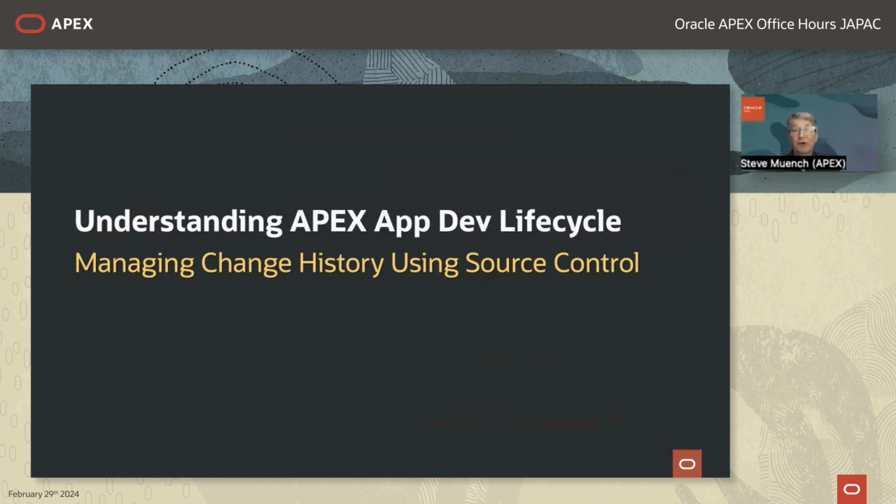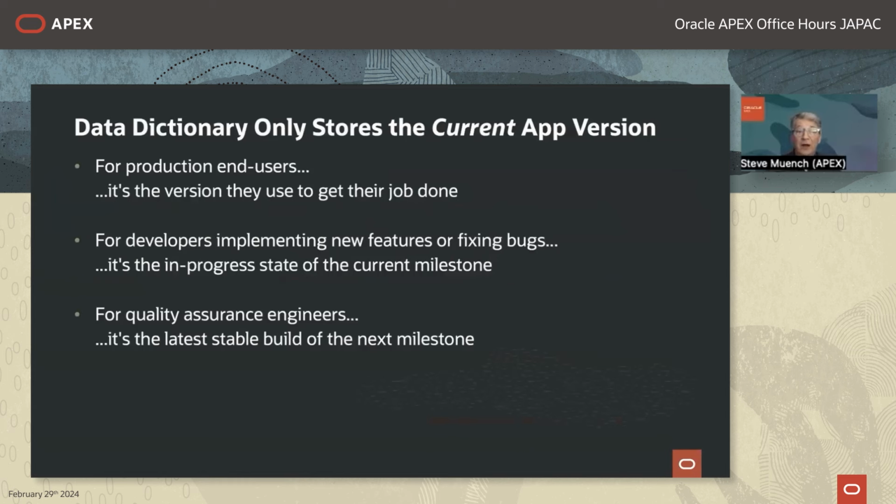Let's talk next about source control. When you're working, as we talked about at the beginning, with an application in the Apex Builder or running an application as an end user, what's installed in the database is just the current app version only. The database, while Apex does take automatic backups periodically, or as a developer, you can proactively make a backup of your application and have it stored inside the database. Really, the current version is the only version that the database knows about.